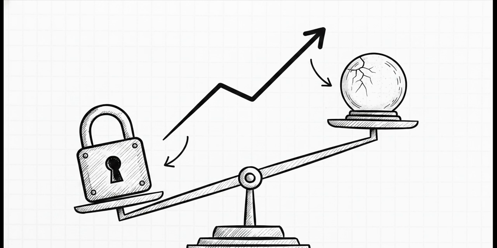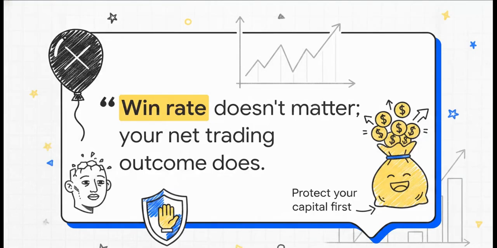Honestly, even if you were trading using something as basic as simple moving averages, having proper capital management and keeping your emotions in check will ensure your overall net outcome stays positive over the long haul. So I really want you to sear this golden rule into your brain. Win rate doesn't matter, your net trading outcome does. Look, I get it. Your ego desperately wants a high win rate so you can feel smart. But your bank account only cares about a positive net outcome at the end of the month. Always, always protect your capital first.